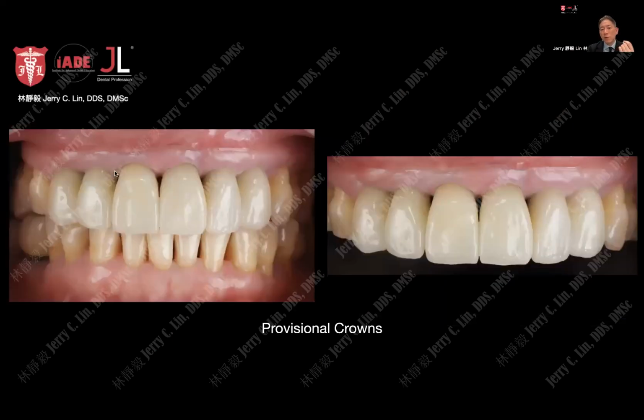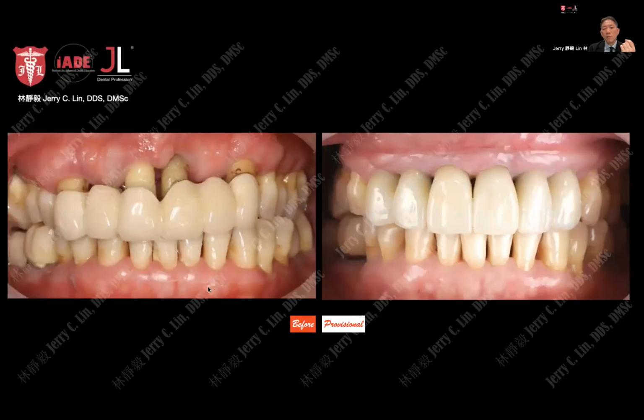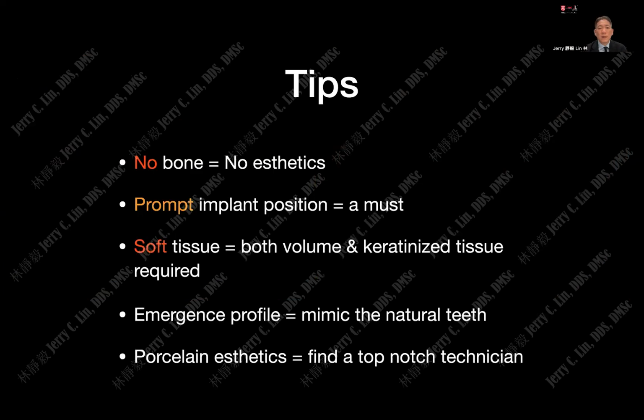So these are the provisional crowns after the uncovering procedure. This is the result, before and provisional. We are now at the stage of the final, definitive restoration, because of the pandemic, everything has been delayed. Now we're trying to get the definitive restoration for this particular case.